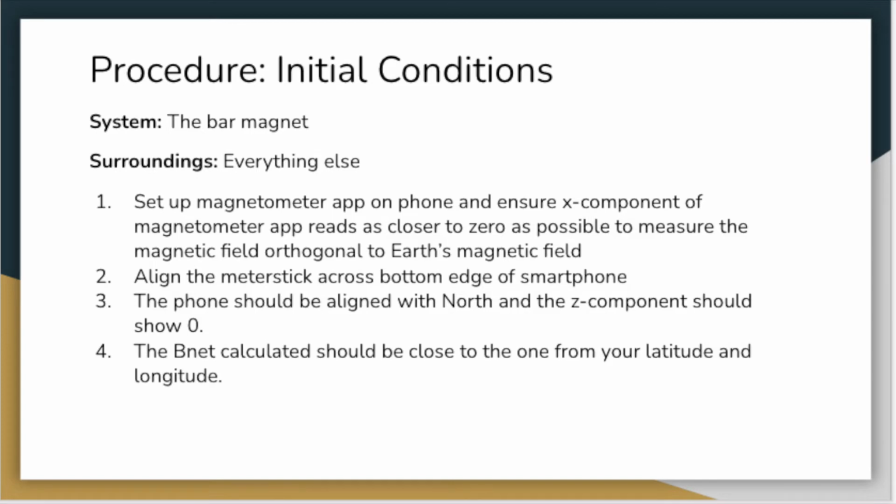We're going to conduct the procedure so that the phone is aligned with the north-south axis of the Earth and the bar magnet is aligned to the east-west axis, so that the magnet's on-axis field is orthogonal to the Earth's magnetic field. This will allow us to only have to measure the X component from the magnet using our app.